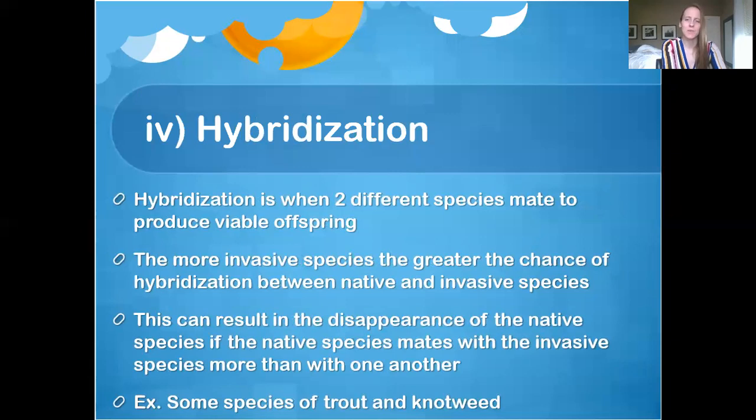And then the last one is hybridization, which is anytime two different species mate and produce viable offspring. We call it a hybrid that is formed. And so if you introduce an invasive species to an area, there's a chance that it might be able to mate with some of the native species there. And if they produce a hybrid, that might mean that, in however many generations, you might only have hybrids left, and you might not have any purebred native species left. So in that way, you kind of lose that native species.